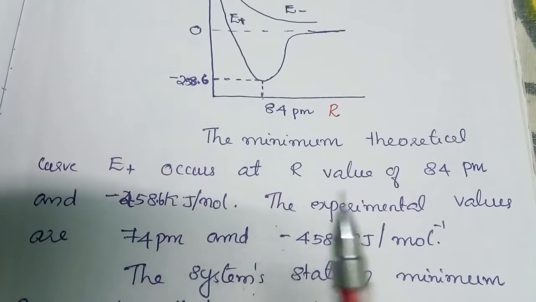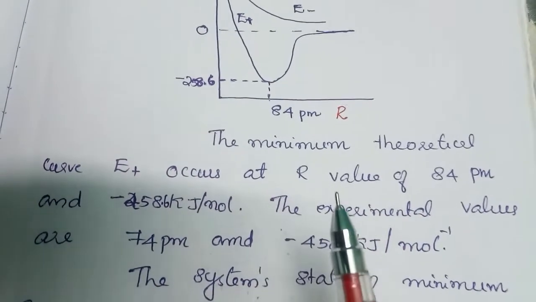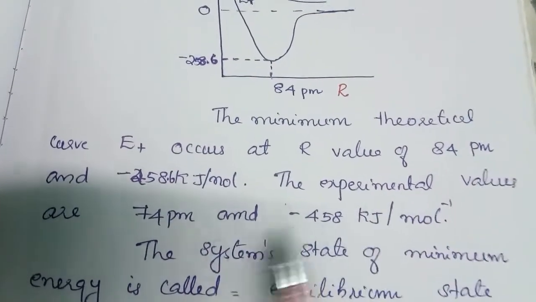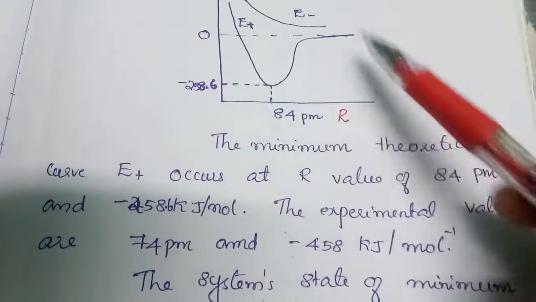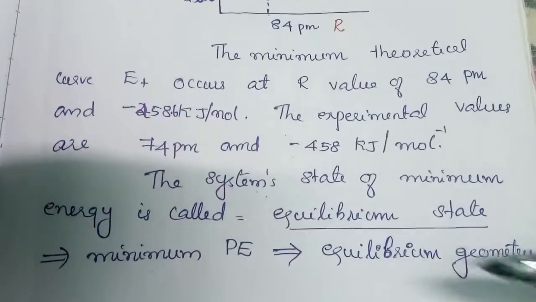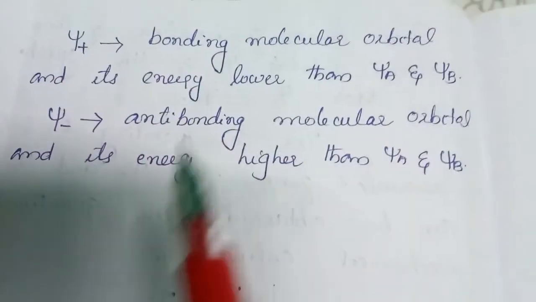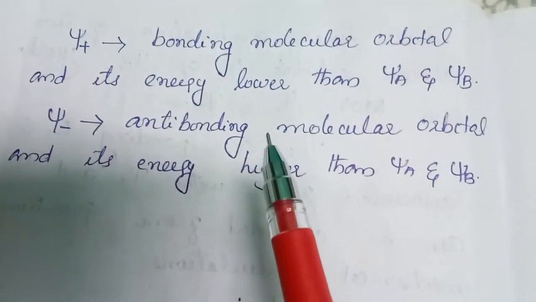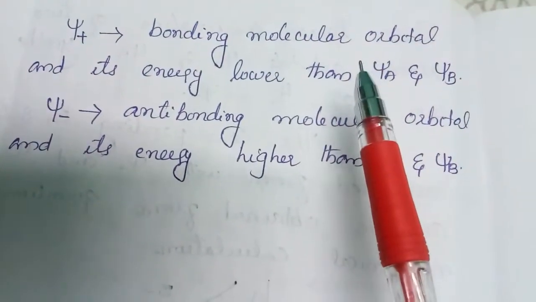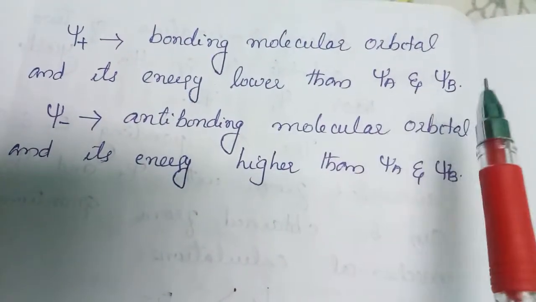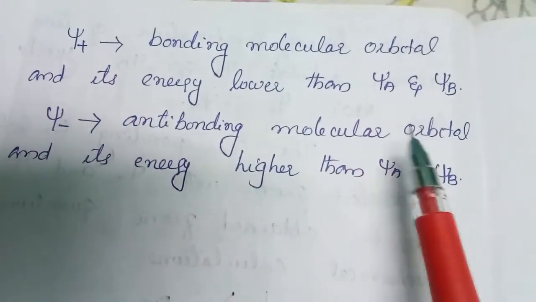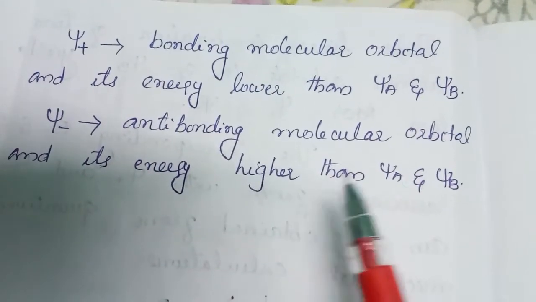By considering all types of interactions and by improving the trial wave function, we can find a value close to the experimental value, and this is the minimum state, that is the minimum energy potential energy state, that is termed the equilibrium state, that corresponds to equilibrium geometry also. So for psi plus wave function we got a minimum potential energy curve. So the psi plus implies the bonding molecular orbital, so its energy must be lower than psi A and psi B, and psi minus represents the anti-bonding molecular orbital having energy higher than psi A and psi B.